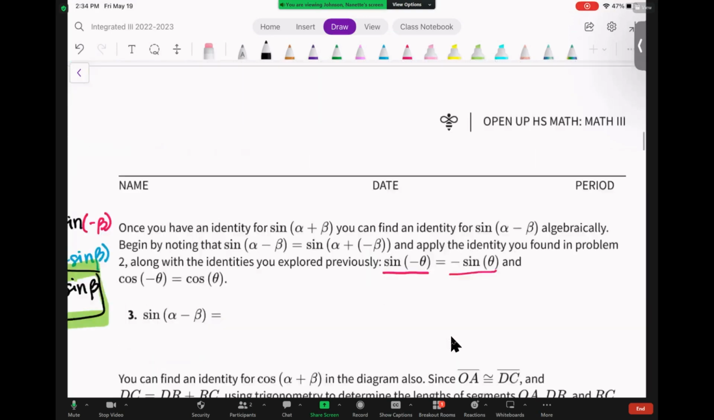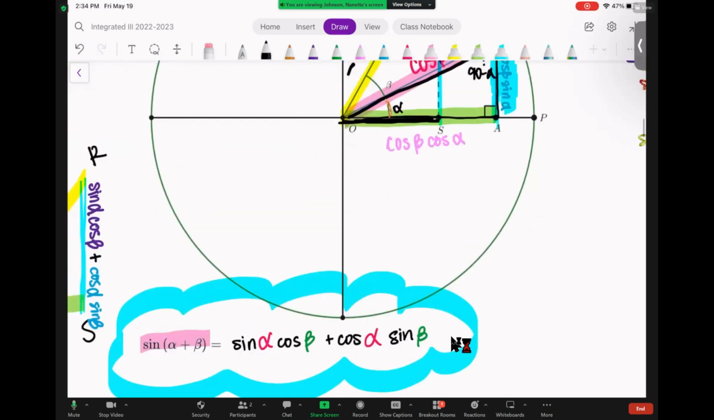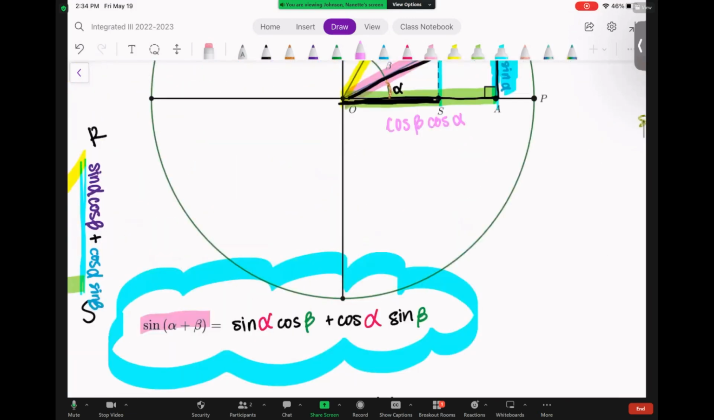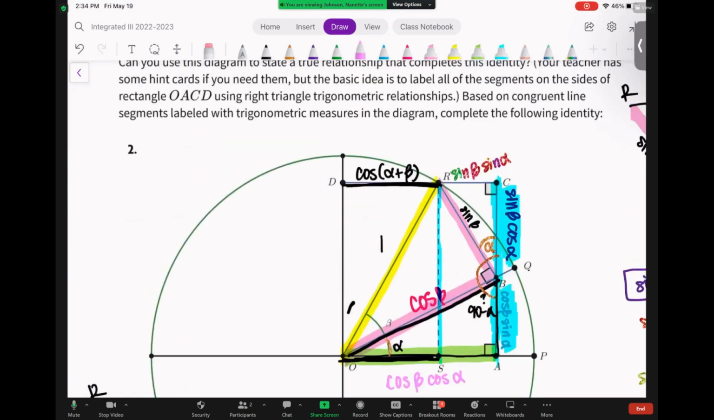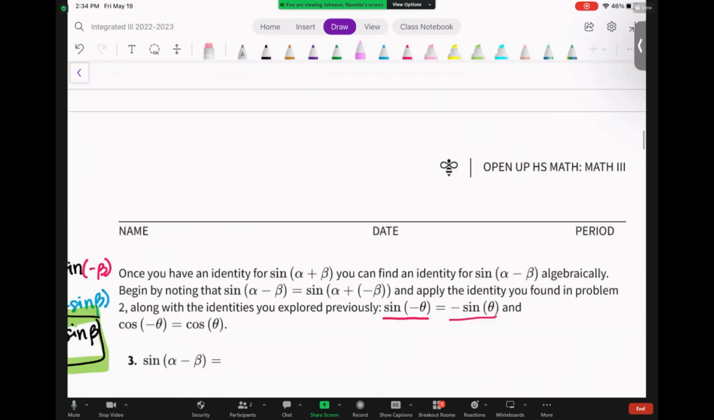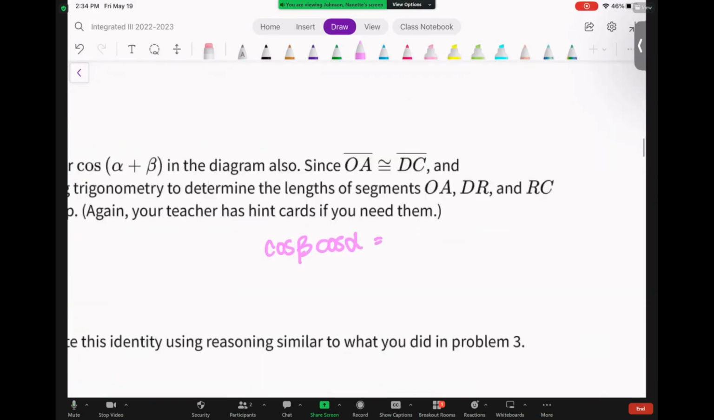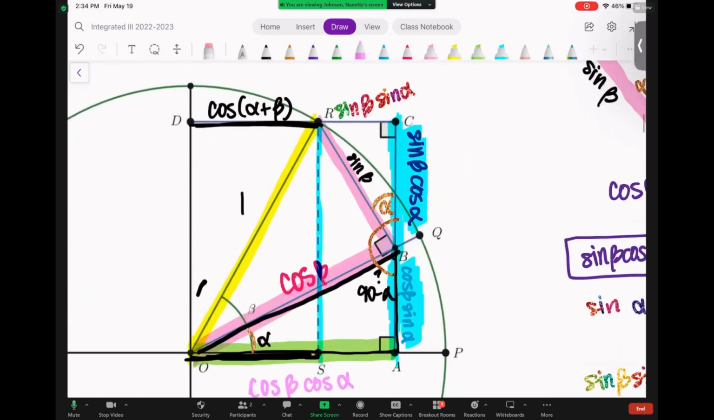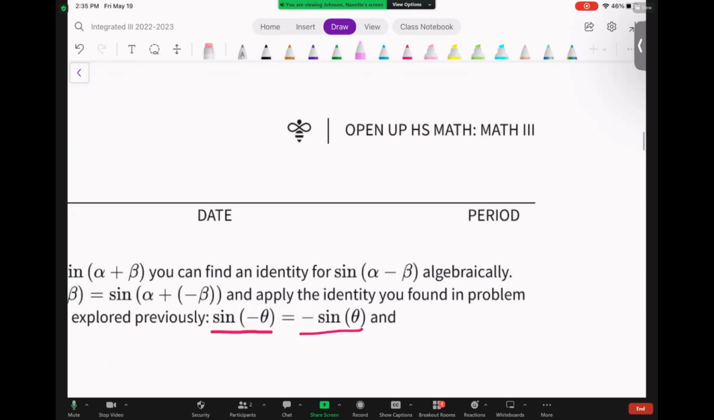is the bottom side, which is cosine beta, cosine alpha. That's the bottom side, right? Is equal to cosine alpha plus beta plus sine beta sine alpha. Okay, I'm going to try to remember that. So this is equal to cosine of alpha plus beta plus, and then I don't remember what it was, sine beta sine alpha.